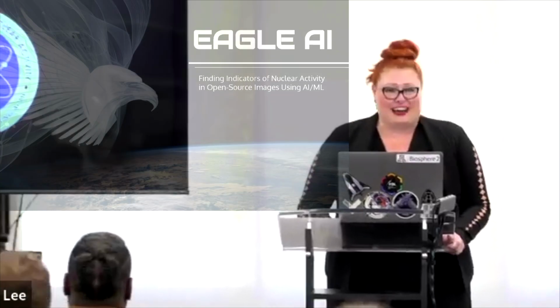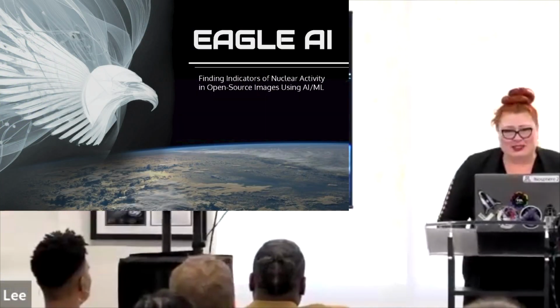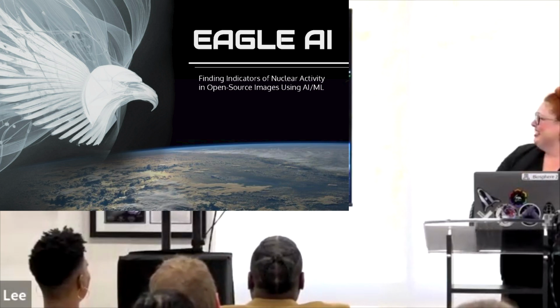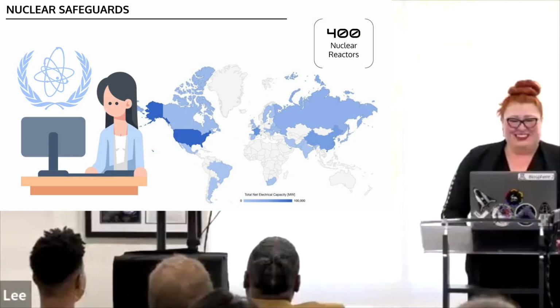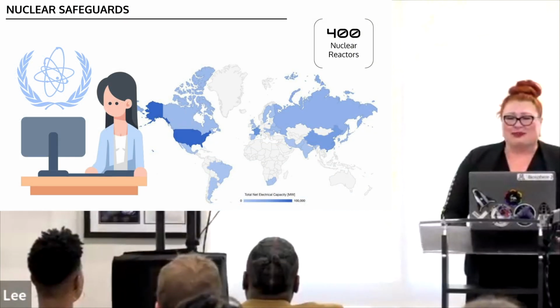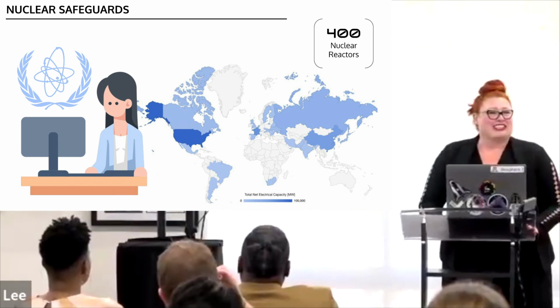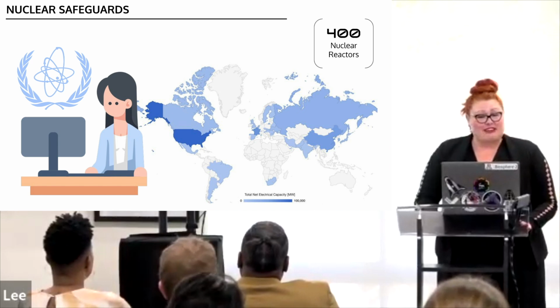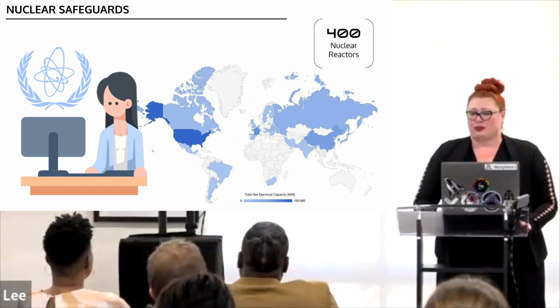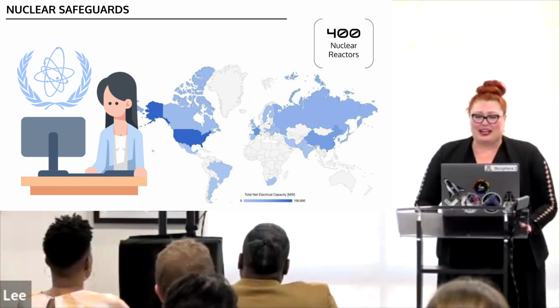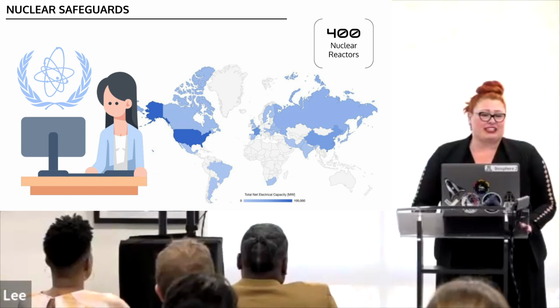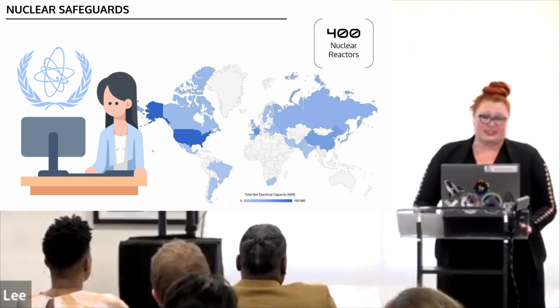So with that, we're excited to present to you finding indicators of nuclear activity from open source images using AI and ML. Our team is codenamed Eagle AI, or Eagle Eye. Since 1957, the IAEA has been responsible for monitoring nuclear activity across its 176 member states. They implement safeguards to ensure nuclear materials are used for peaceful purposes. Analysts at the IAEA are tasked with monitoring over 400 nuclear reactors currently in operation to detect and prevent any potential misuse or unauthorized activities.